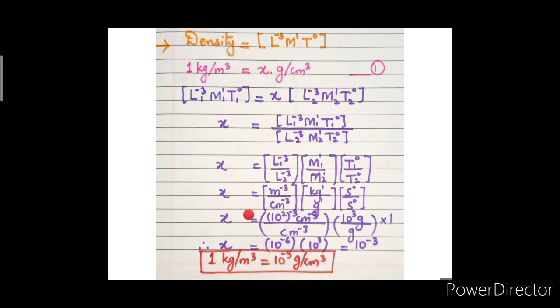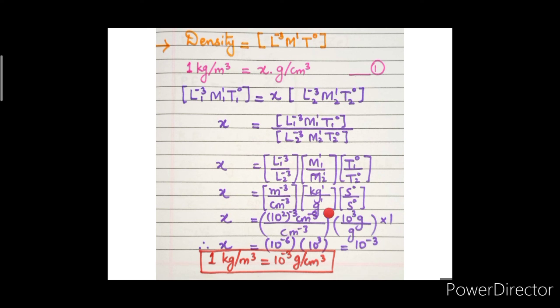Then we have to convert the SI units into the CGS units of length, mass and second. As 1 meter is 100 centimeter, we write 100 as 10 raised to 2 centimeter. So 10 raised to 2, and the power is already there, minus 3, so we write 10 raised to 2 into minus 3, and centimeter raised to minus 3 divided by centimeter raised to minus 3. And for the mass, 1 kilogram is 1000 gram, which is written as 10 raised to 3 gram, as the power is 1, so we write 10 raised to 3 gram upon gram. S raised to 0 upon s raised to 0 is 1.